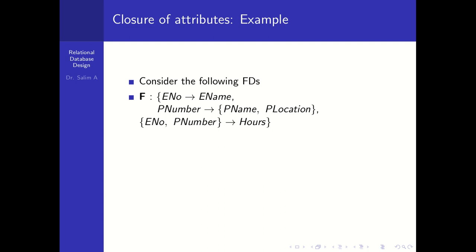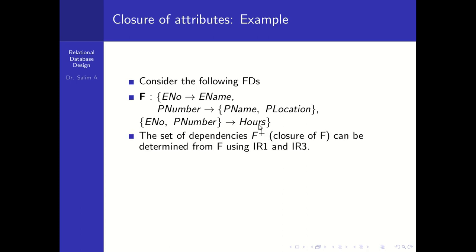Example: consider the FDs. E number determines E name. P number determines P name, P location. And E number, P number together determines hours. Okay, this set contains three FDs: E number determines E name, P number determines P name, P location, and E number, P number together determines hours. From this, the closure of F can be determined by using IR1 and IR3.